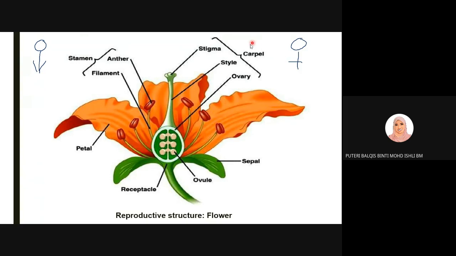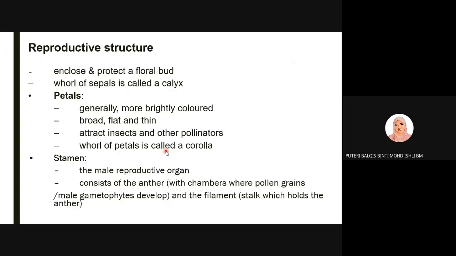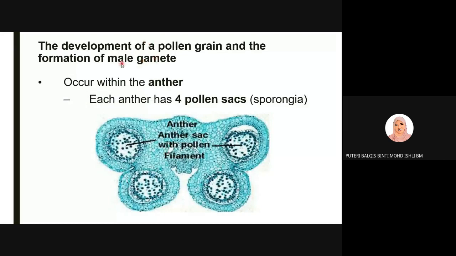Alright, so carpel is the female reproductive part which can be divided into stigma, style and ovary. Inside the ovary it has the embryo sac. Stigma is whereby the pollen grain will land on it, and then it will produce a pollen tube. It will grow down the style and then enter the embryo sac. All right, so that is the reproductive part of the plant. Okay, so the development of pollen grain and the formation of male gametes.